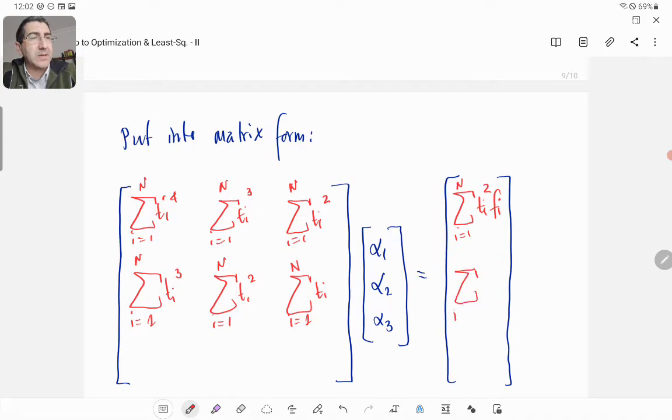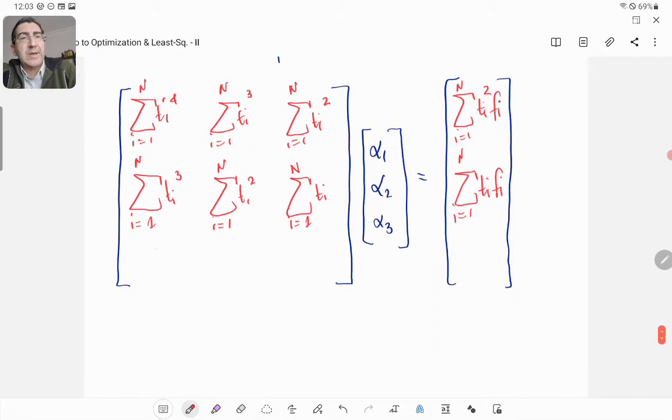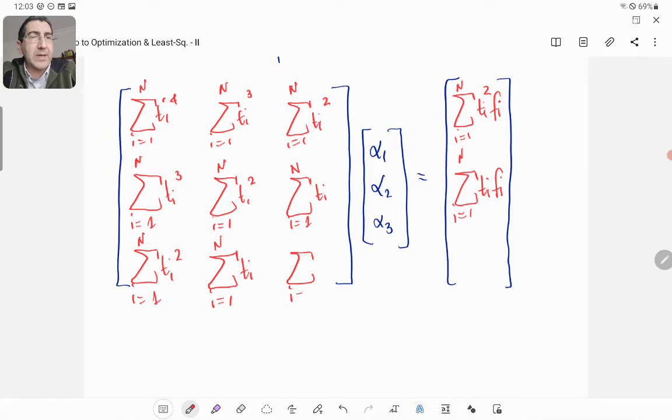On the right hand side, summation i equals 1 to n of ti fi, and finally summation i equals 1 to n of ti squared, summation i equals 1 to n of ti, and summation i equals 1 to n of 1, actually the summation of 1. On the right hand side you also have no ti's remaining, summation i equals 1 to n of fi. Okay, you see that this matrix has a special form, right?